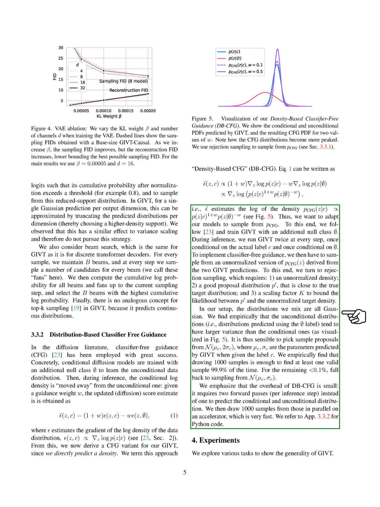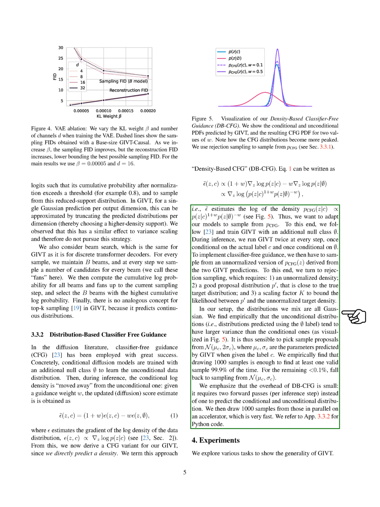In our setup, all the distributions we mix are Gaussian. We find that the unconditional distributions tend to have larger variance than the conditional ones. So, it makes sense to pick sample proposals from a distribution with parameters predicted by GIVT when given the actual label. We find that drawing 1,000 samples is enough to find at least one valid sample 99.9% of the time. For the remaining less than 0.1%, we fall back to sampling from the distribution with parameters predicted by GIVT when given the actual label. The overhead of dBCFG is small.